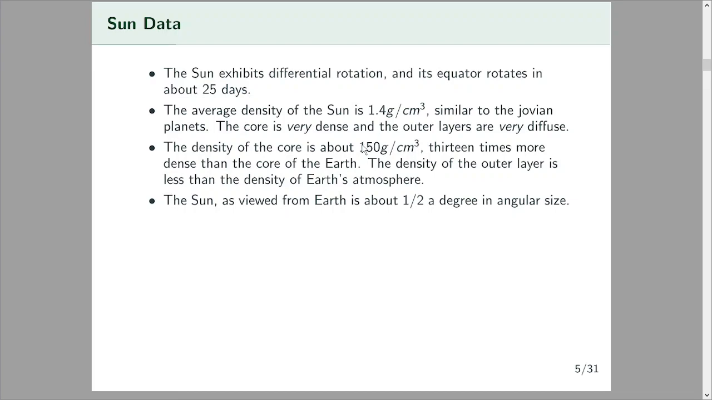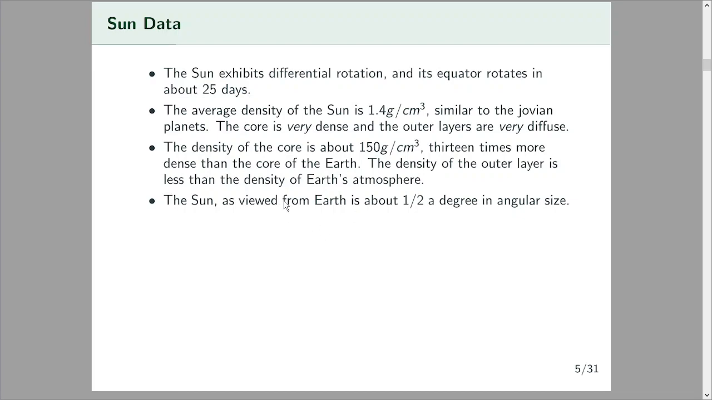Now, we'll encounter some stuff later on that's way more dense than the sun's core, believe it or not. The sun's core is very dense. It's 150 grams. The Earth's core is about 11 grams, so the sun's core is about 13 times more dense than the Earth's core. The outer layer of the sun is less dense than the Earth's atmosphere. So the sun does this weird thing where its core is very dense, and as you get away from the core, its density is very, very low.